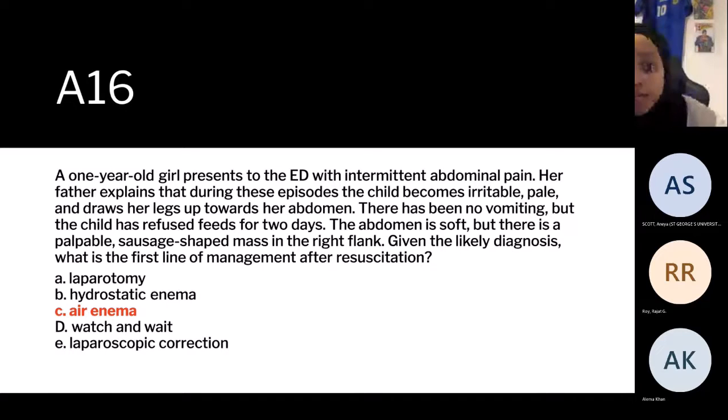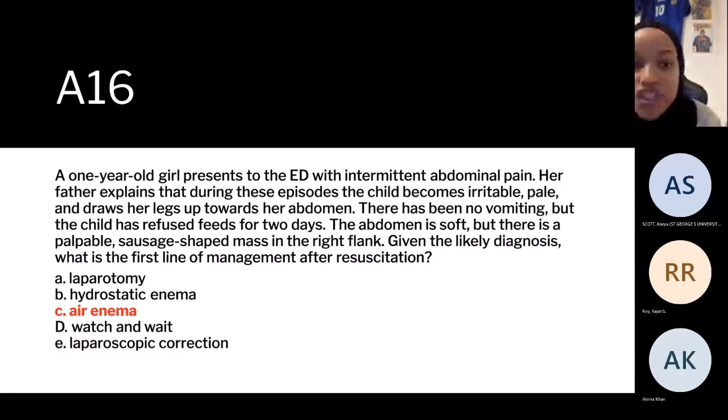Also the other key point to note is the palpable sausage-shaped mass in the right flank. So that's quite indicative of intussusception. And the way to treat this first line is air enema. That should hopefully help with the pain.